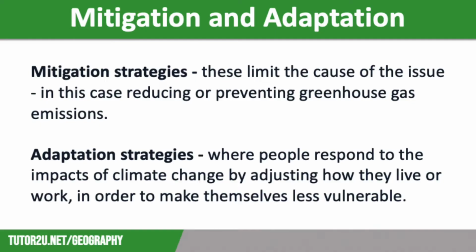Adaptation strategies are where people respond to the impacts of climate change by adjusting how they live or work in order to make themselves less vulnerable. These strategies are local as they respond to localised impacts, for example, building homes on stilts in an area where there has been an increase in flood risk or planting drought-resistant seeds in areas of low rainfall. This video focuses on climate change mitigation. We will have a separate video for adaptation.